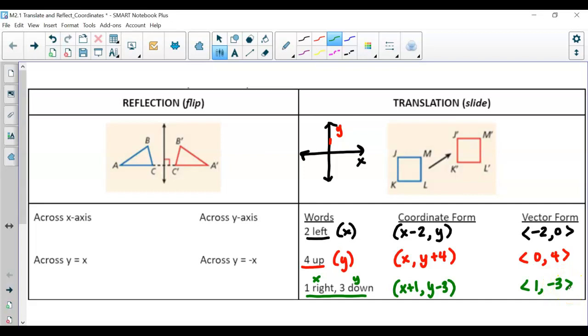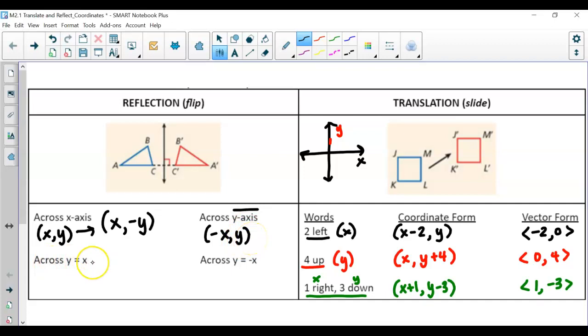Then the reflection rules. So when we are reflecting over the x-axis, we're not going to change the sign of the x, we're going to change the sign of the y. So here we're starting at our original x, y and then transforming to x but negative y. So we're changing the sign of the y. So if we're reflecting over the y-axis, that means now we're going to change the sign of the x coordinate.